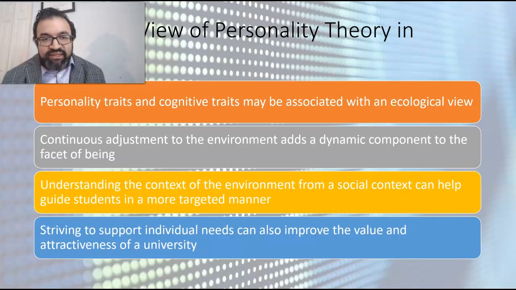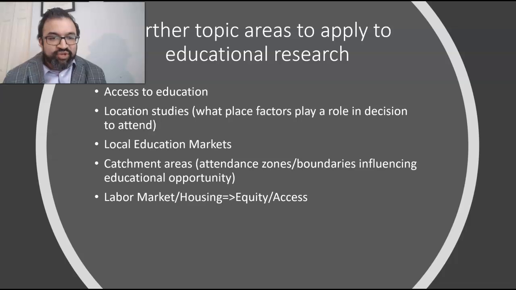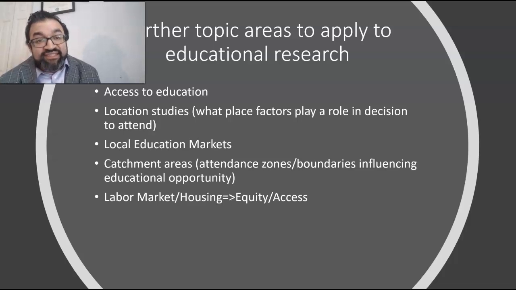So putting this all together, if you want to conduct more research, then you can look at mapping from the context of access to education. You can also do location studies. What types of place factors play a role in the decision to even attend and enroll in the educational institution? Local education markets that you may be competing against, catchment areas, what are the attendance zones that are being covered, labor market, housing. These are all parts of access questions.